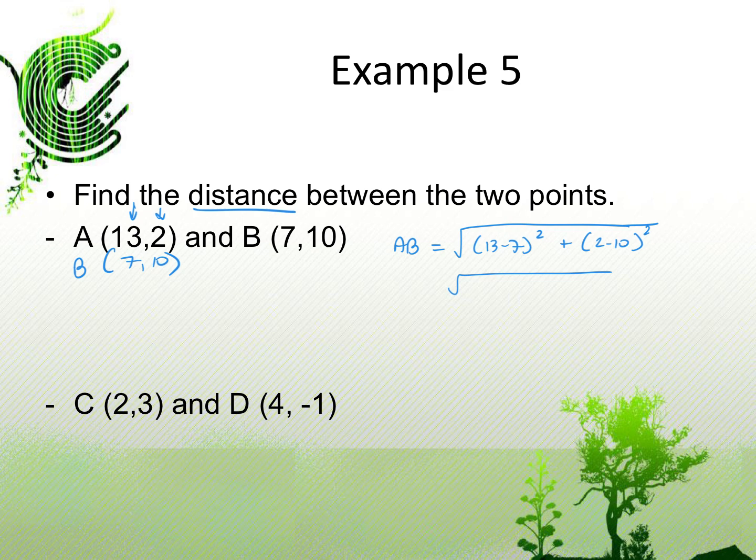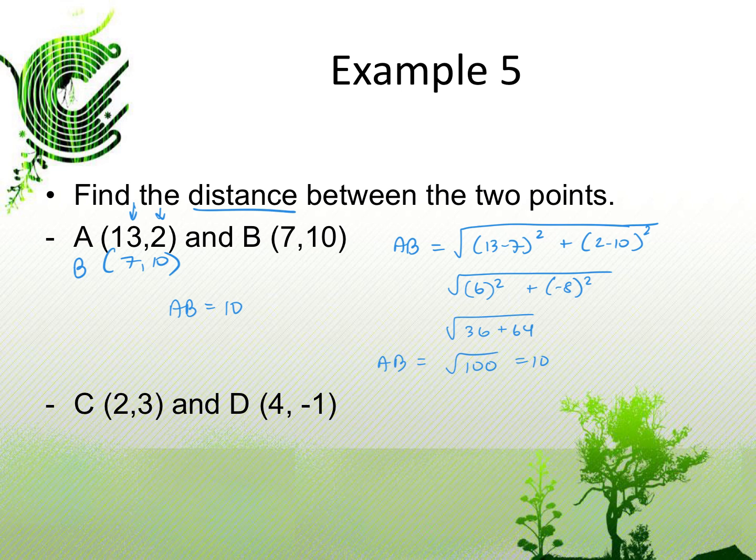So again, I come over to here. I have 13 minus 7 is 6. So I have 6 squared. 2 minus 10 is negative 8 squared. When I do the math, I get 36 plus 64, square root of 100, which we all know the square root of 100 is 10. So the length of segment AB equals 10 units.